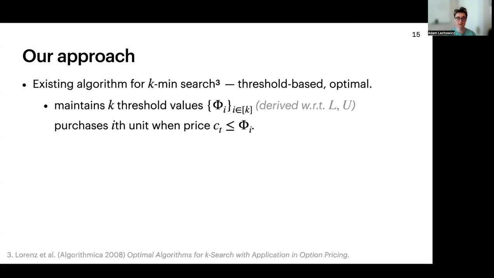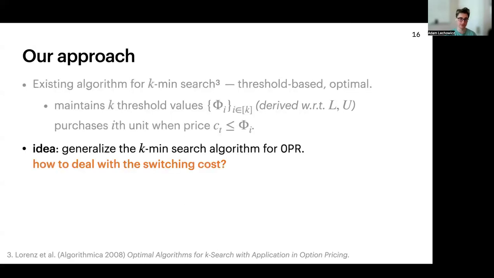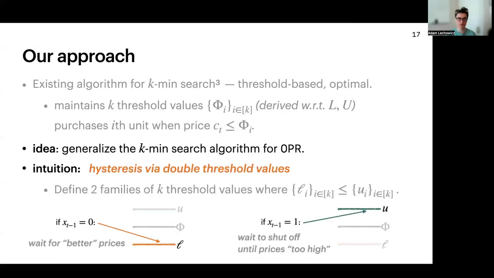The approach we adopt takes inspiration from an existing threshold-based algorithm for k-search. This algorithm uses k decreasing threshold values based on L and U. As prices arrive online, whenever the price is less than the current threshold value, the algorithm purchases and moves to the next threshold. So our idea is to generalize this algorithm for pause and resume, but the most natural question is, how do we deal with the switching cost? We leverage the intuition of hysteresis or resistance to change. So we're going to define two families of low and high threshold values and switch between them based on the current state.